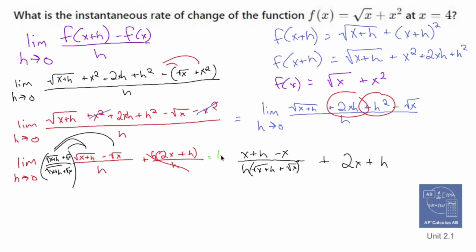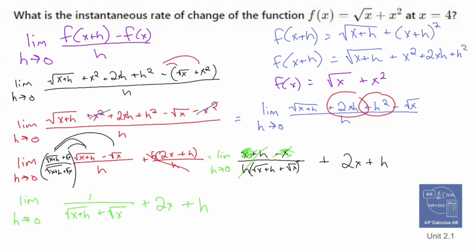So let me write that out, the limit as h approaches 0. You cancel out. Now all of a sudden I have h alone over h times stuff, and the h's cancel out. So I am left with the limit as h approaches 0 of 1, because again the x is canceled out, gone, and that left me with h over h times stuff, so 1 over the square root of x plus h plus the square root of x, plus 2x plus h.